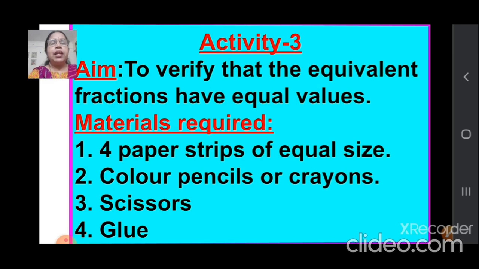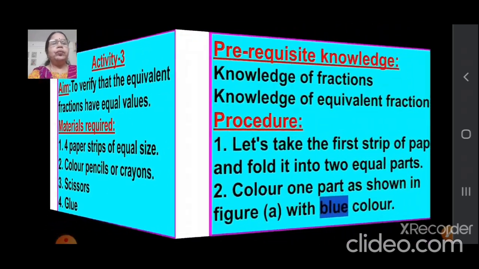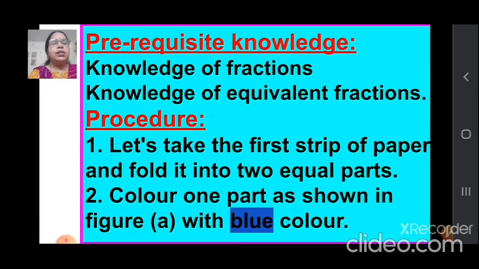So first we'll write aim. What is the aim? To verify that equivalent fractions have equal values. Then materials required: 4 paper strips of equal size, color pencils or crayons, scissors and glue. Then prerequisite knowledge. The knowledge which you should have for doing this activity, that is knowledge of fractions and equivalent fractions. Now comes the procedure.